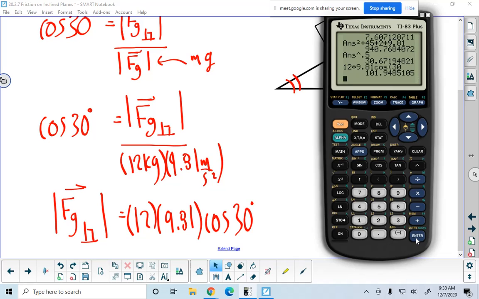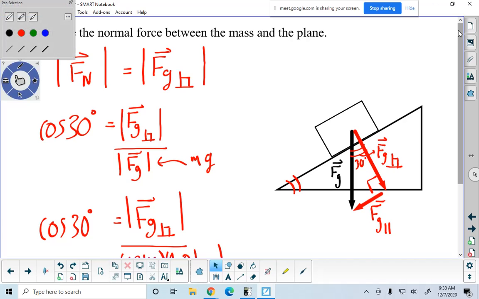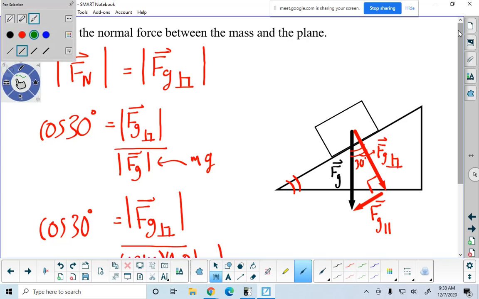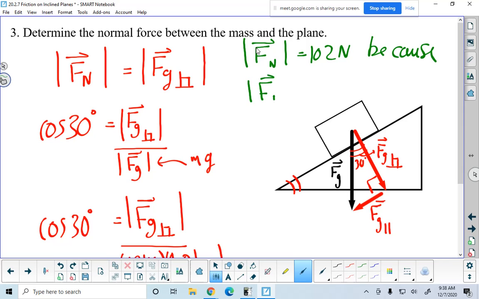And I really don't care about significant figures here, but I want to go back and answer the question. The normal force, the magnitude of the normal force is equal to 102 newtons because the magnitude of the normal force is the same as the magnitude of the force of gravity perpendicular.